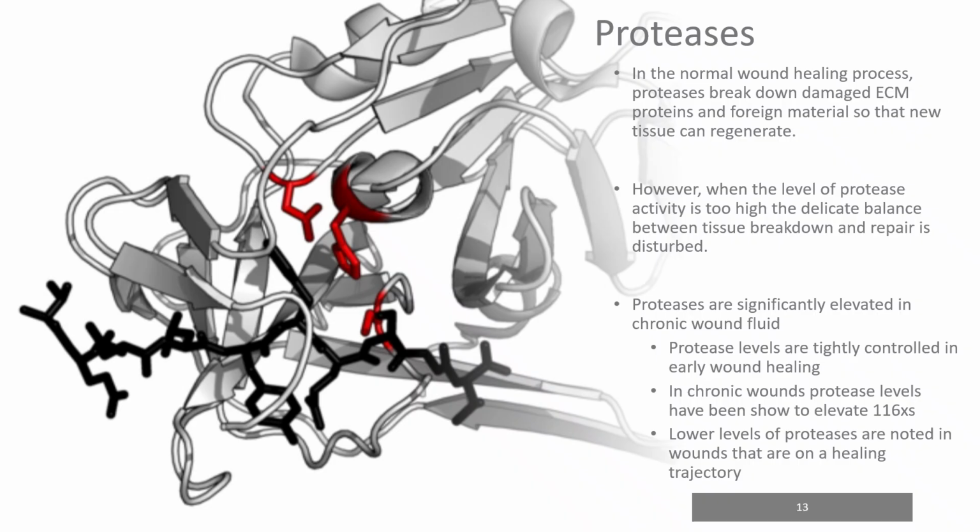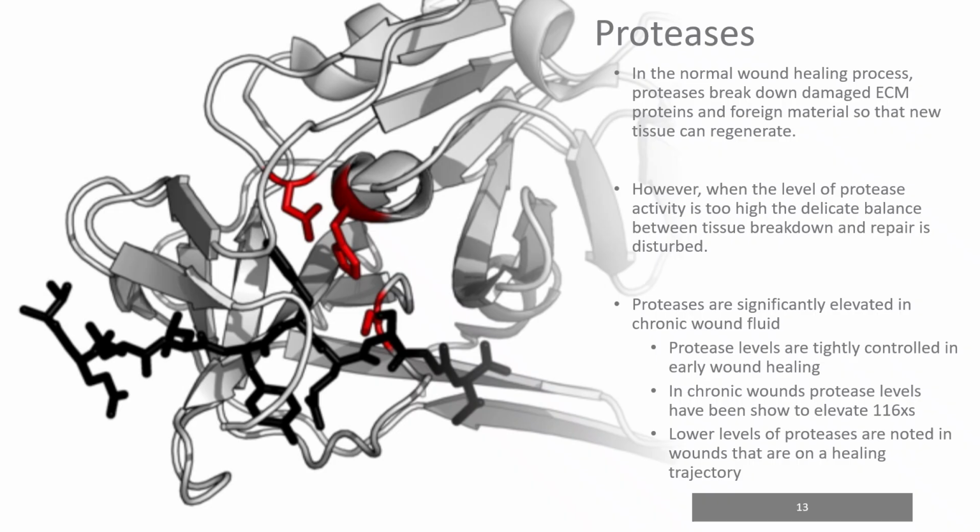Proteases, or MMPs, in the normal wound healing process are important because they break down damaged extracellular matrix proteins and foreign materials so that new tissue can regenerate. However, when levels of protease activity are too high, such as what we see in chronic wounds, that delicate balance between tissue breakdown and repair is disrupted.